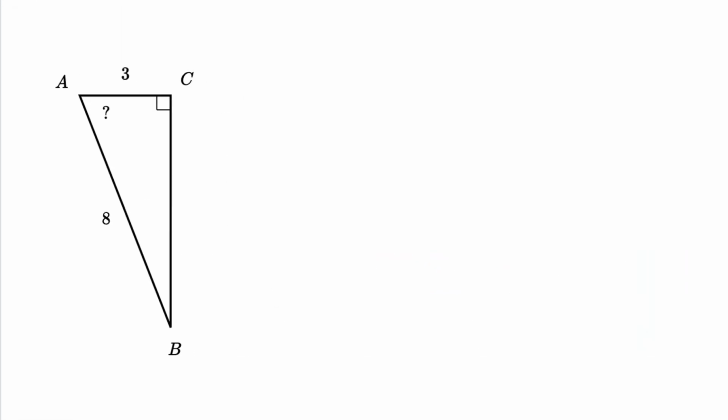Okay, one more example. We're looking for the measure of angle A here. So again, we can replace that with a theta. And relative to angle A, let's think about the sides that we have of our triangle. We have the 3 here, which is right next to angle A. So this is our adjacent side. And we have the 8, which is the hypotenuse of our triangle. So adjacent and hypotenuse, SOHCAHTOA, is going to be cosine: the cosine of theta is equal to 3 over 8.